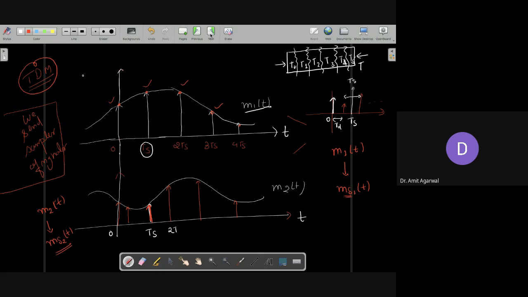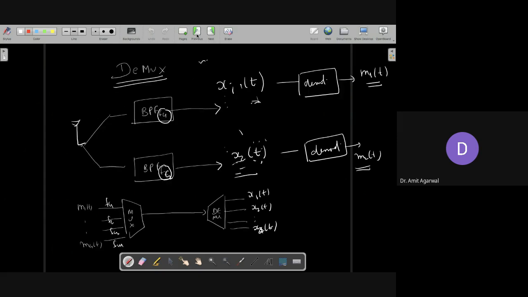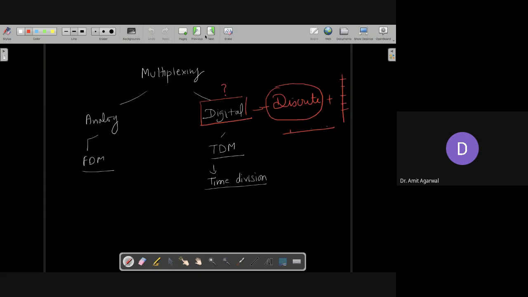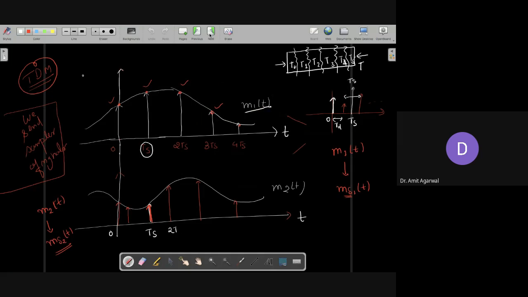ठीक है? तो अभी क्या किया अभी तक हम लोगों ने? अभी हमने किया कि for continuous signals we can do FDM, and this is one way of doing multiplexing. And we can do another multiplexing that is called TDM or time division multiplexing, and for that we are converting our message signal from continuous time to discrete time.